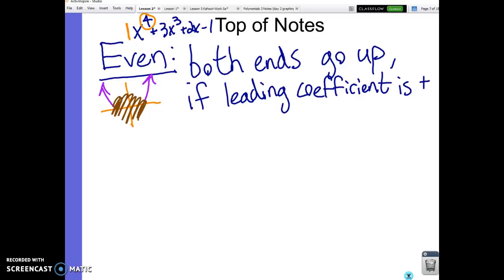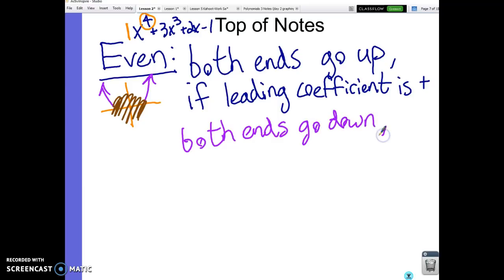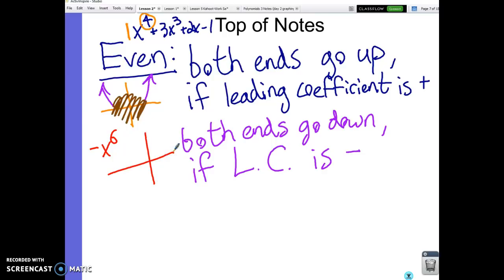Okay? Now, if you have an even function, both ends go down if the leading coefficient is negative. So if we had, for example, a negative x to the 6th, I drew a little graph right here. The ends are always going to be going down. It doesn't matter what's in between, you'll always know that the ends are going down.